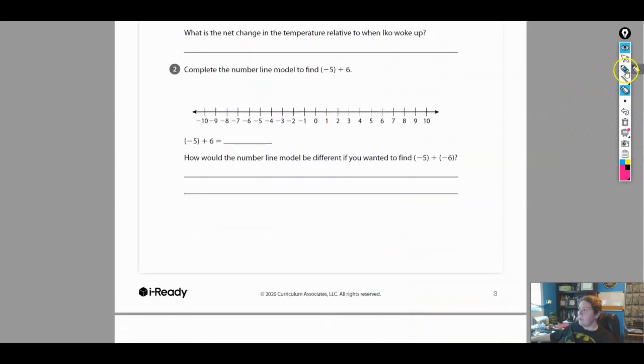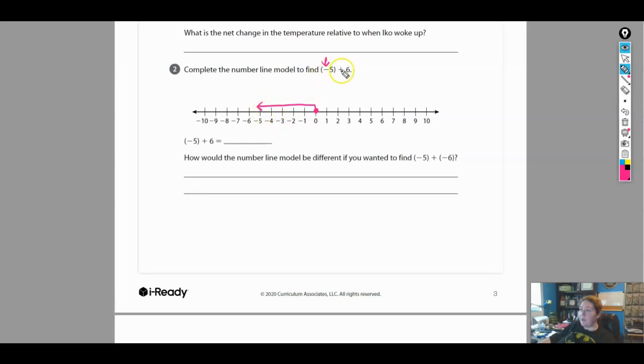All right, the next one says complete the number line to find negative 5 plus 6. All right, we did these. We did a lot of these. When we're using the number line, we always start at 0. Start at 0. And then I'm going to go to my first location, and that's this one. So I'm going to move 5 in the negative direction. So I'm going to come up and go over 5. 1, 2, 3, 4, 5. I stop at negative 5.